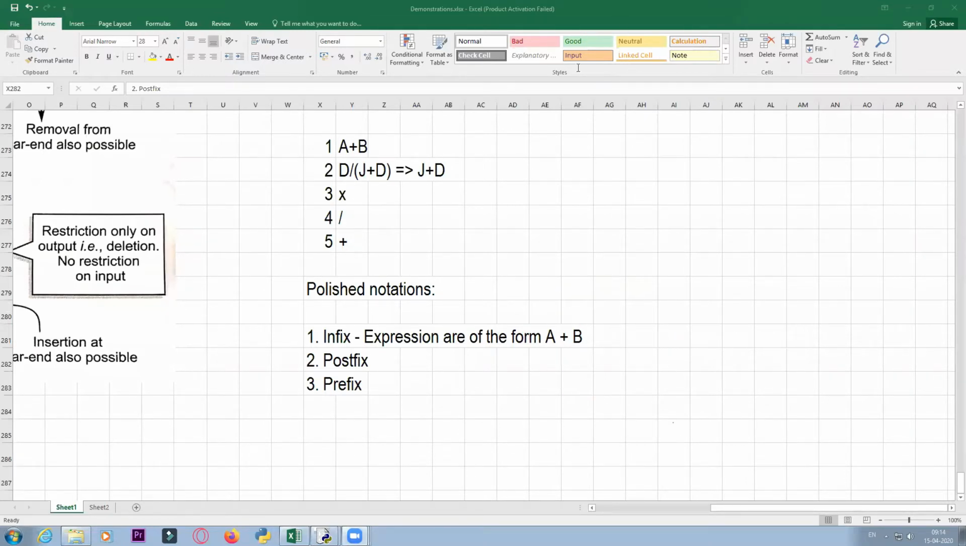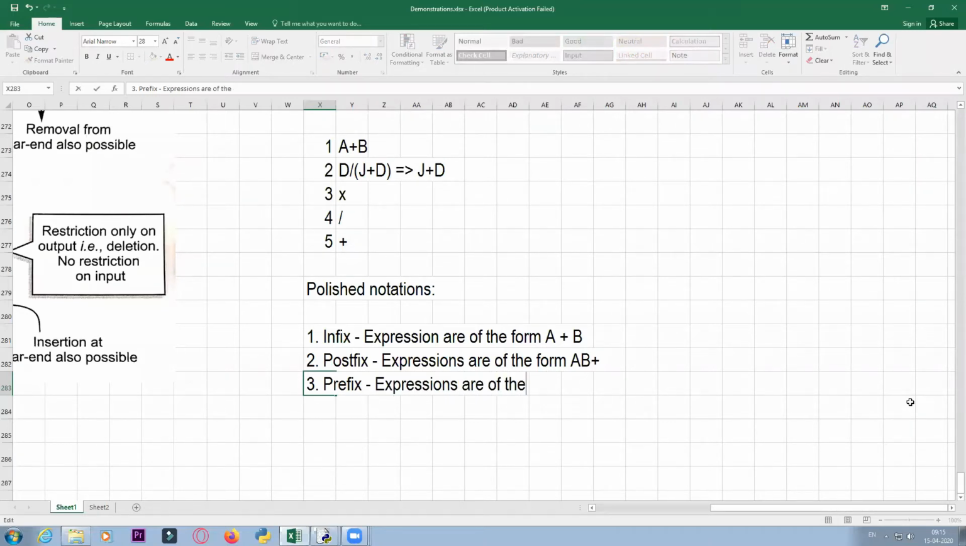Okay. Coming to the next part, that is your postfix expression. What are postfix expressions? Expressions are of the form A, B plus, where first you will be having the two operands and then the operator, and prefix expressions are of the form plus A, B. That is first the operator and then the two operands.